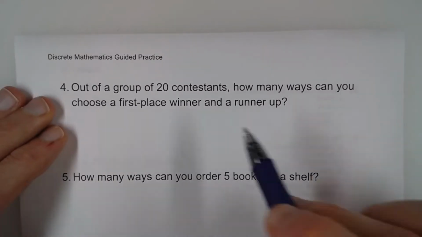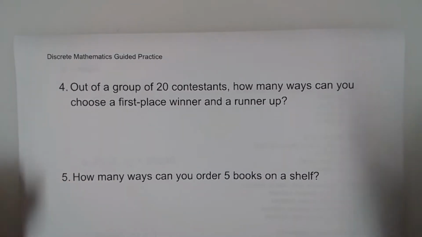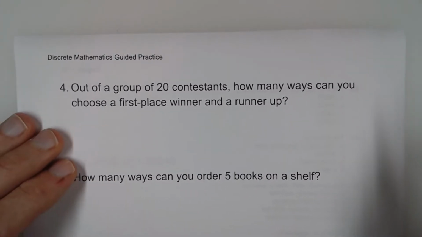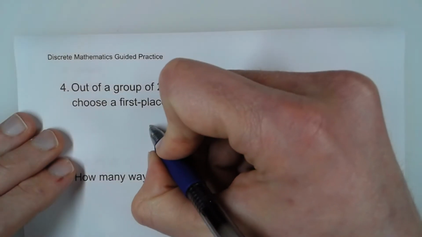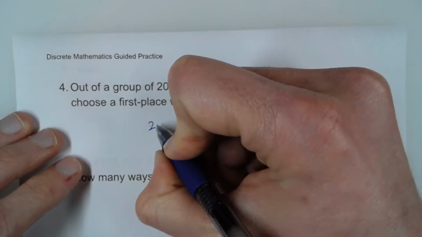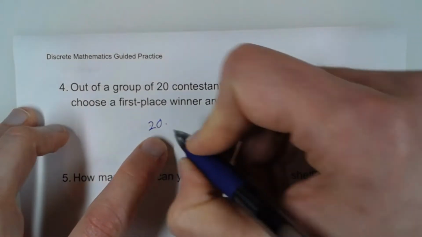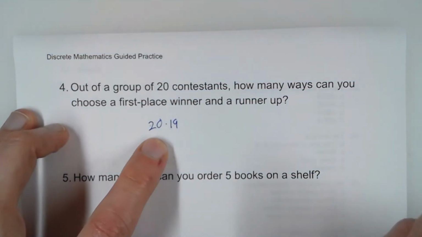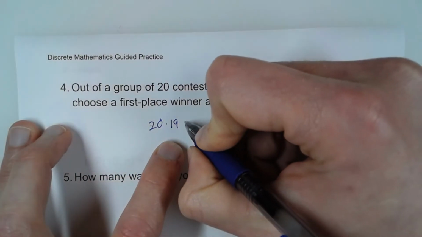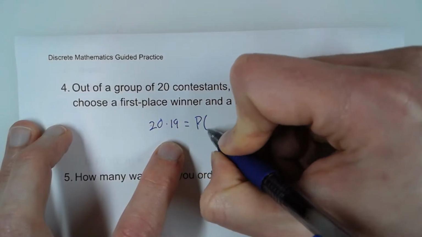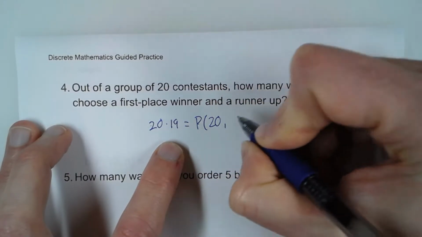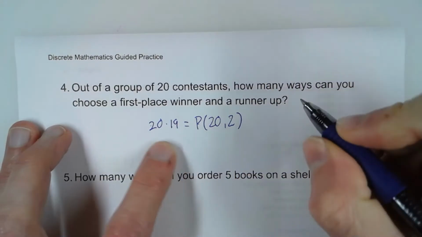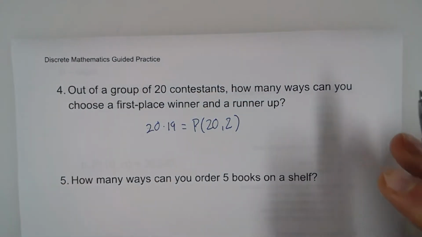Number 4, out of a group of 20 contestants, how many ways can you choose a first place winner and a runner-up? So for the first place winner, there are 20 choices. And then for the second place winner, there's 19 choices. So this is the same as out of 20, I'm picking 2. So this is P20, comma 2.